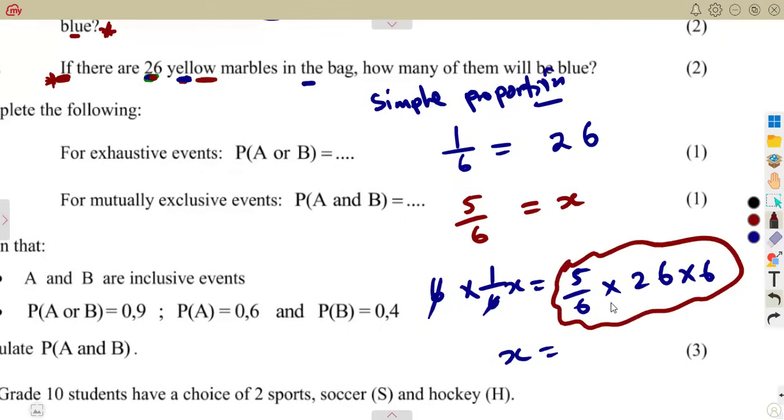Okay, so that is simply what we're going to have. And if you multiply properly, you are going to obtain 130. This time, x here is representing the number of the blue. Remember, this is the probability of blue. These are blue marbles. This is the probability of yellow. These are yellow marbles. So there are 26 which are yellow. So how many are blue?